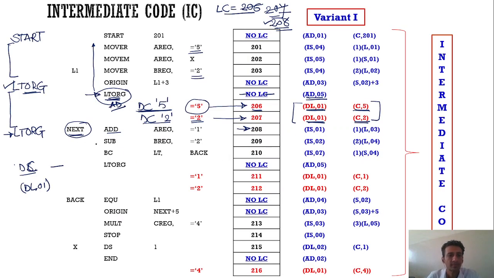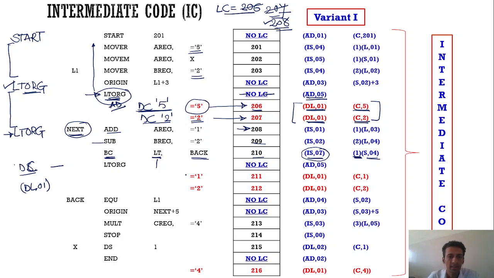Now next is the subtract instruction, location counter 9, then branch on condition, LT. If you remember, we discussed the condition codes table, and LT is represented as 1. So you will find IS comma 07 representing the BC instruction. LT is 1. Now over here this is a condition code, not a register, because this comes with the BC statement. Then back is comma 04, that is the fourth symbol in the symbol table.